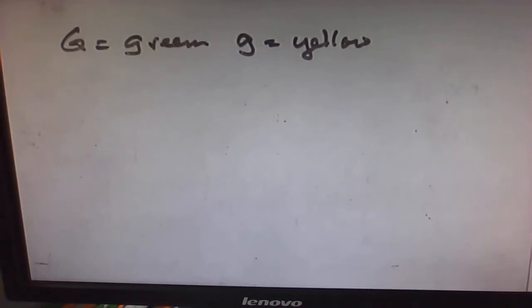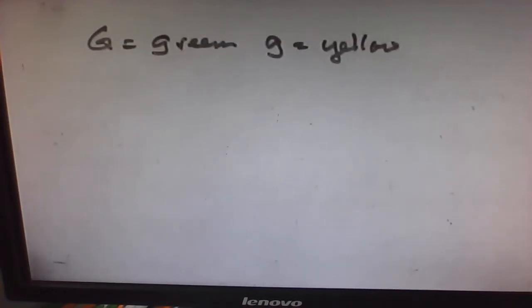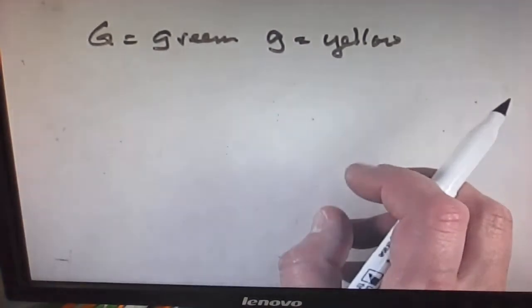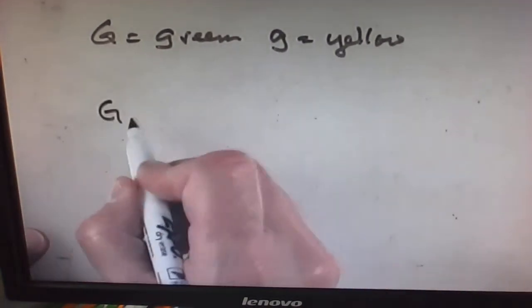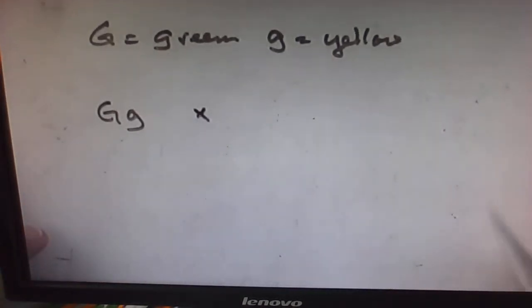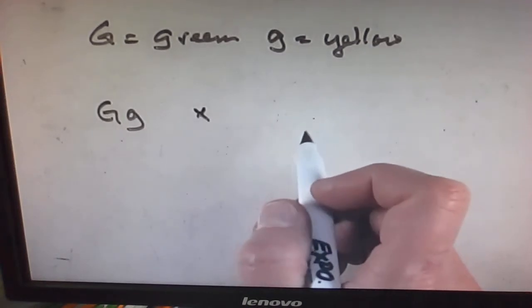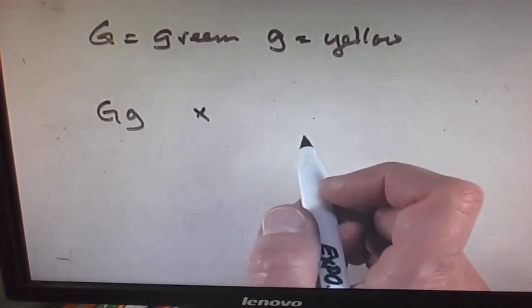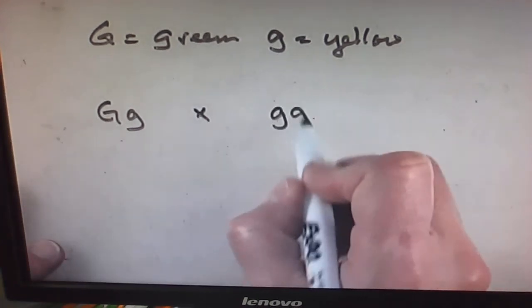Cross a heterozygous plant with a homozygous recessive plant. What does heterozygous mean? Different letters. One capital, one lowercase. Cross heterozygous with homozygous recessive. What does homozygous mean? Same. And since it's homozygous recessive, what two letters am I going to write? Two lowercase. All right.